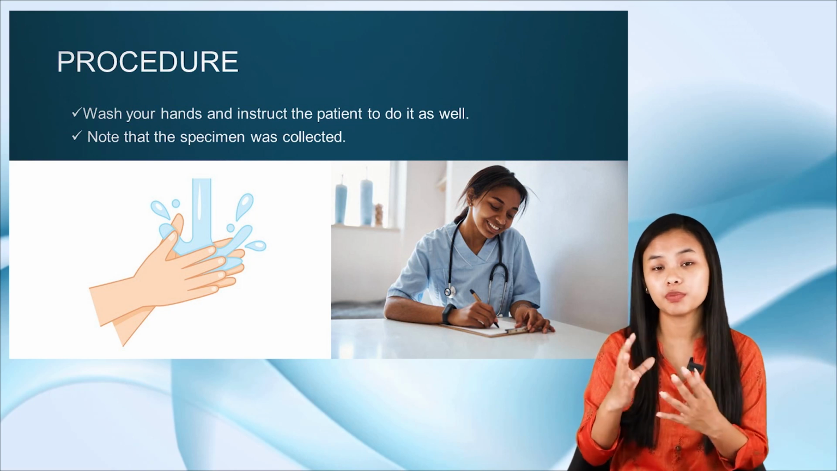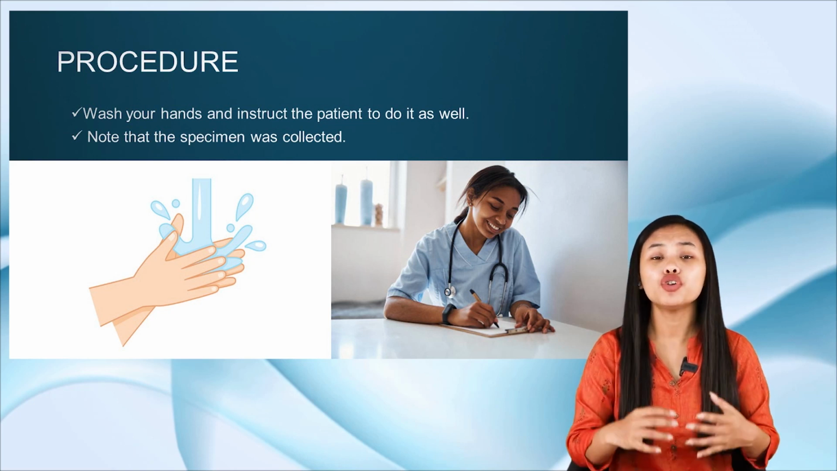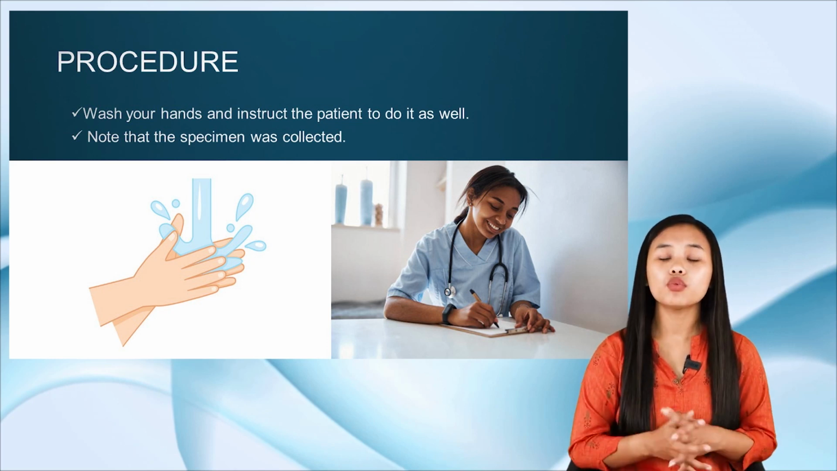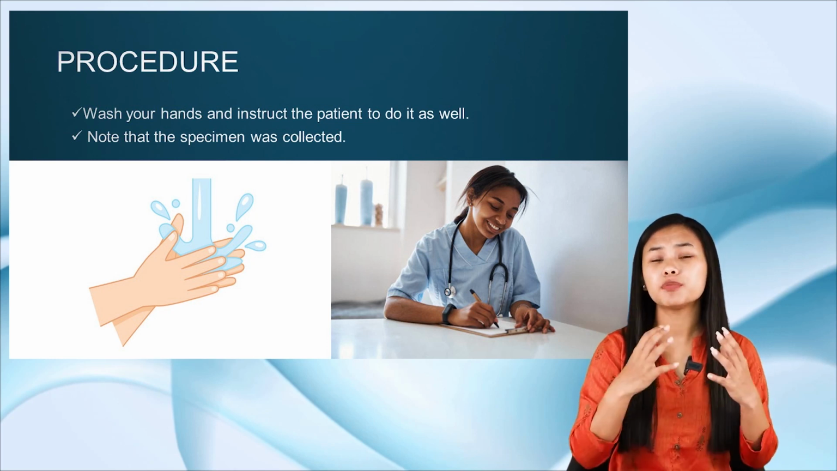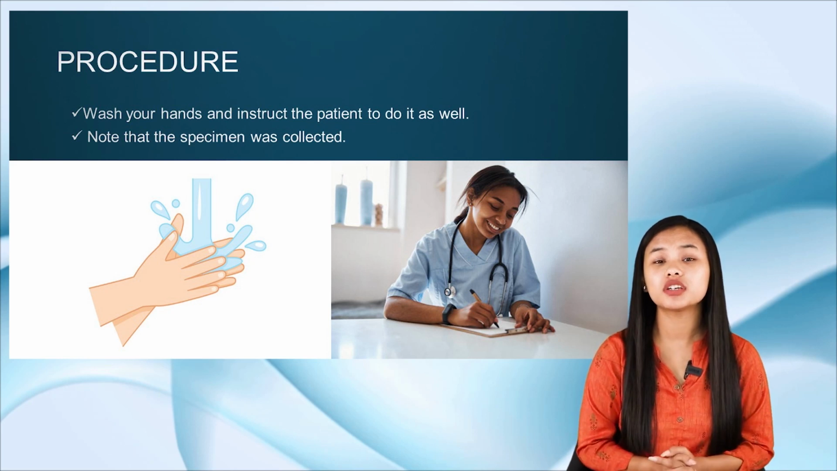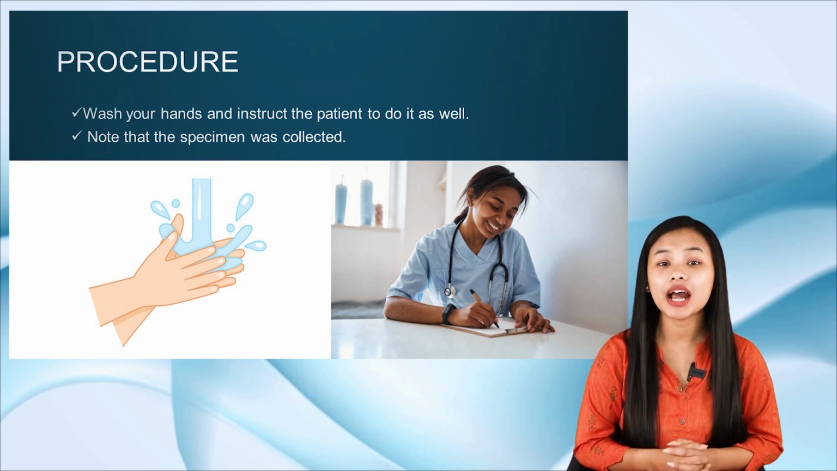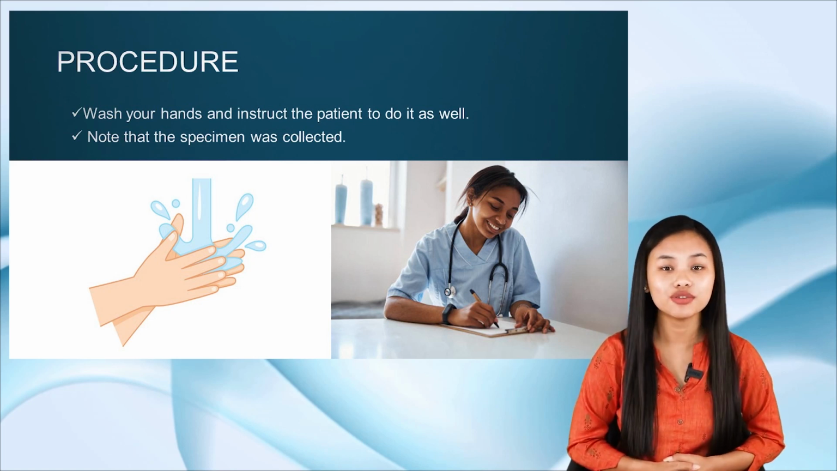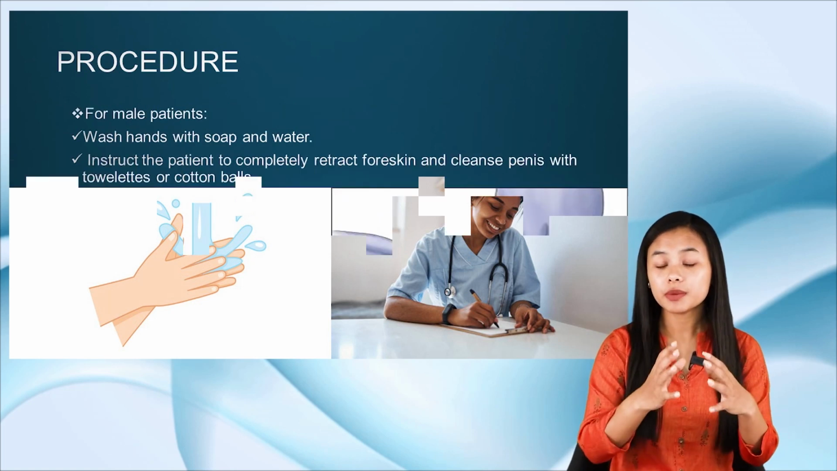And once this is done, then you must make sure that you wash your hands, as well as instruct the patient to wash their hands, and then you must note that the specimen has been collected. And while doing this, you must also record if the patient had any difficulty during the collection of this specimen, as well as if there is any abnormal appearance in the urine. So this is for a female patient, right?